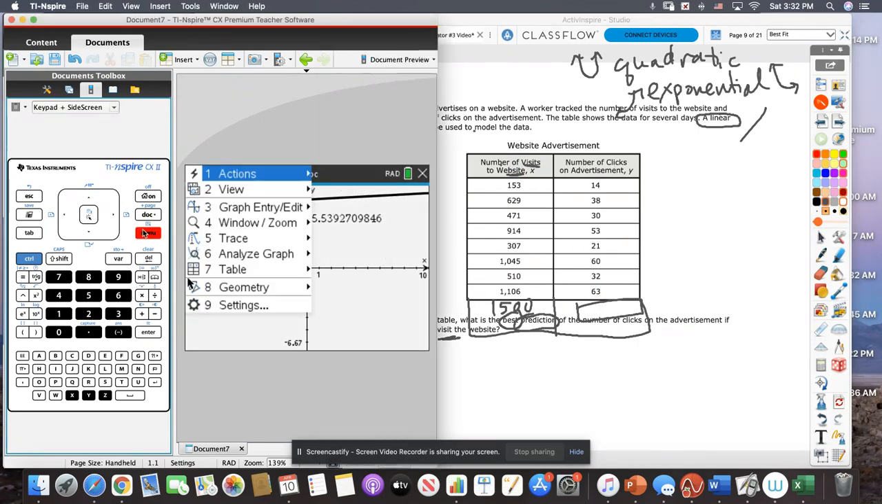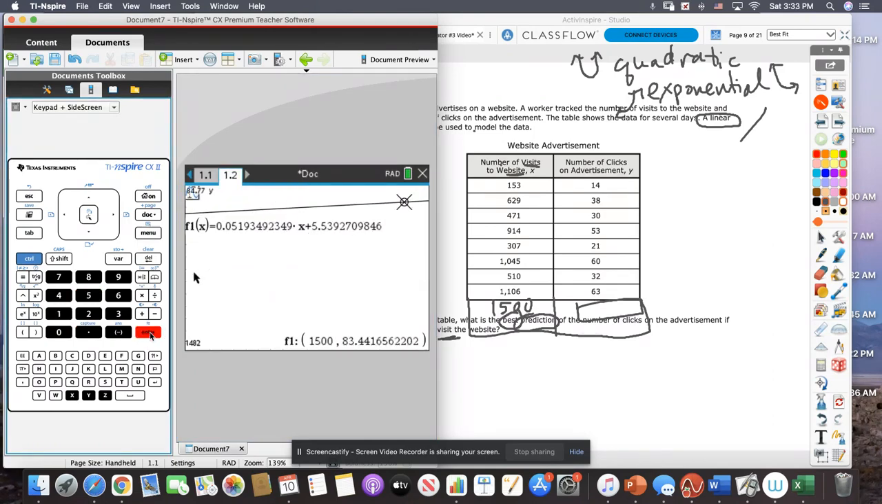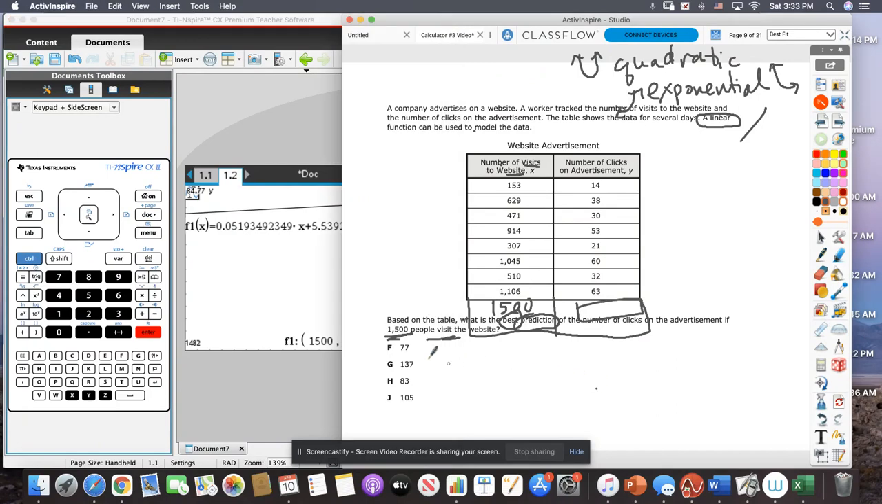So menu, trace, graph trace. And then I type in 1,500, enter, and the output is 83.44. So here it just says 83. Again, that's why it says best prediction. It's not going to be exact.